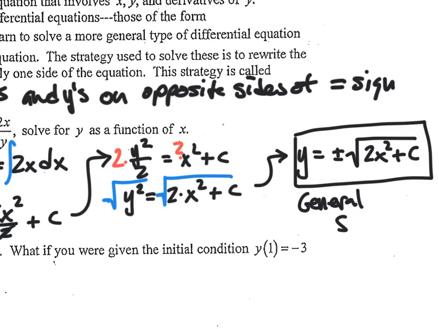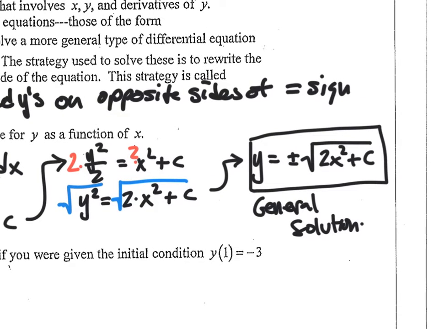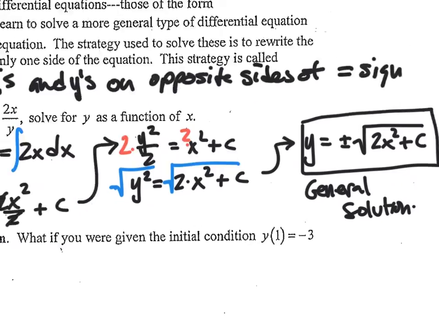Okay, this is our general solution. And what this is, this is our function y, okay? And what I want you to notice here is that we have two different options. We could have the positive square root of all this, or we could have the negative square root of all this. But the fact is that we get this general solution.